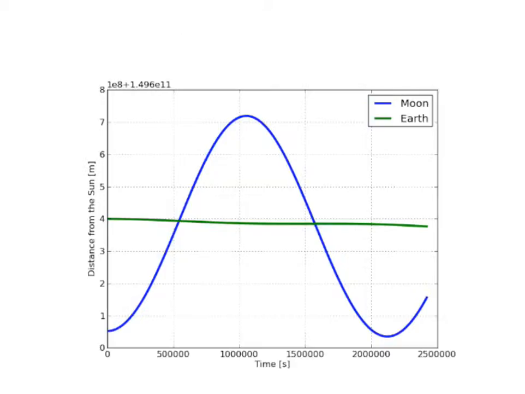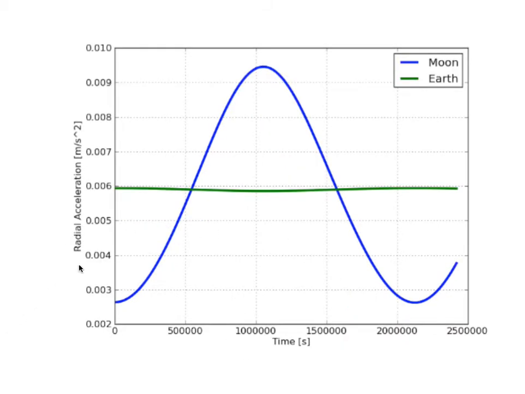Here's a better picture. This is the distance from the sun as a function of time, and you can see the moon and the Earth. Okay, and the Earth actually changes its distance because the moon pulls on it too. So it's actually not in a completely circular orbit. But the next picture is better.